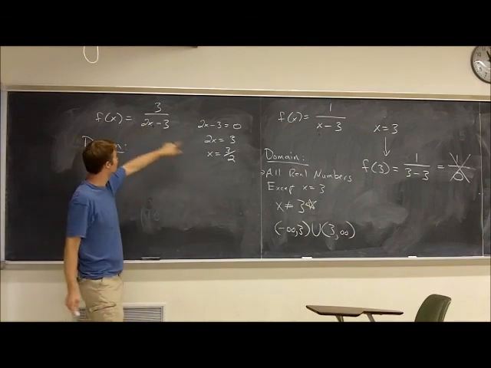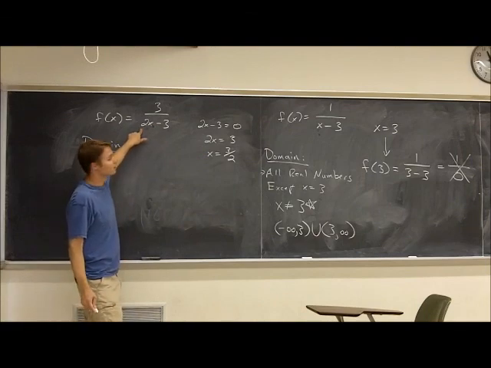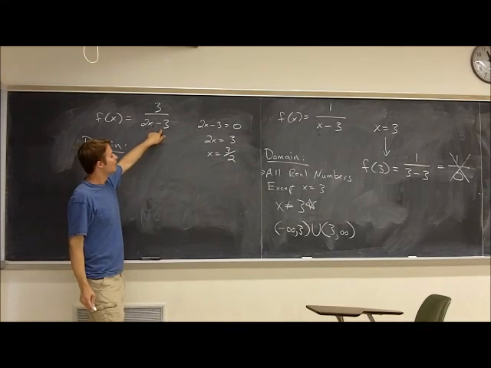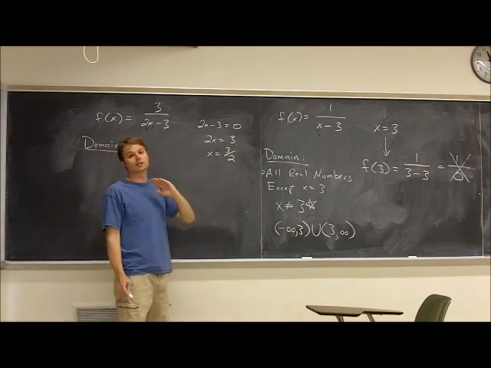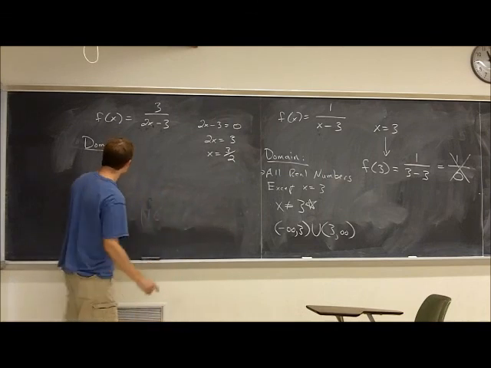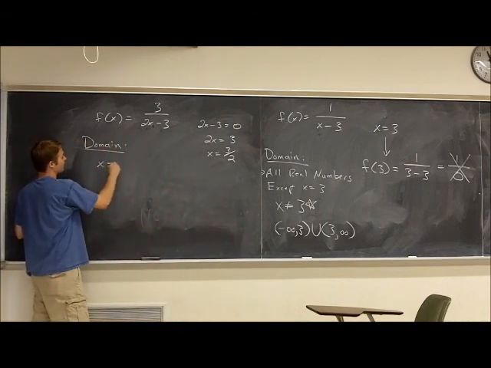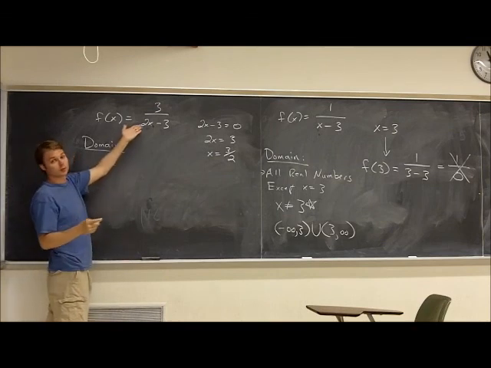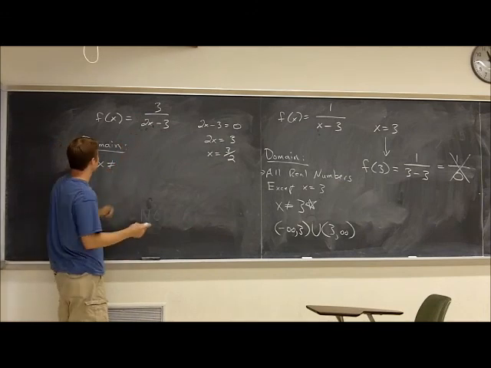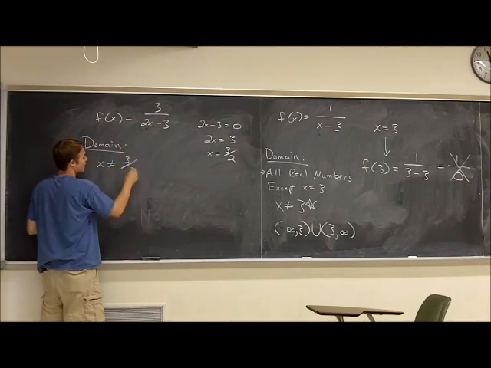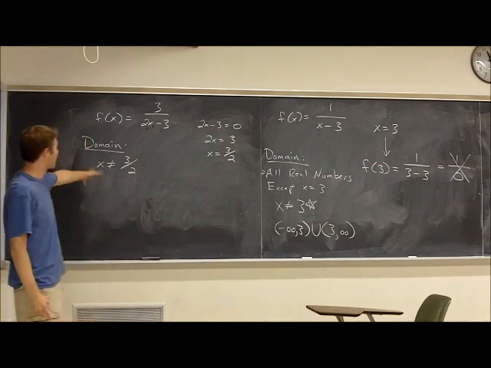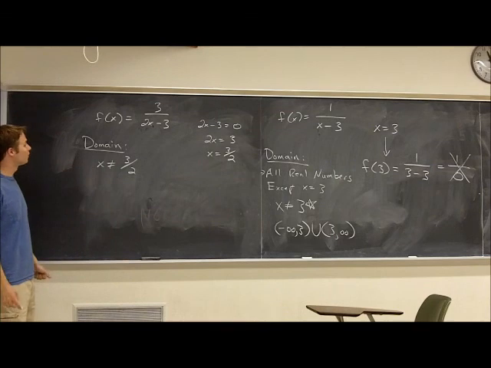And in fact, you can check it in your head. 2 times 3 over 2 will be 3, because the 2's will cancel out. And then 3 minus 3 will be 0. You would get 3 over 0 in this case. So that tells me that x equals 3 halves is a bad input. I can't use that for this particular function. And in fact, that's the only bad input. Anything else, when you put it in, you'll get a number. It might be an ugly number, but you'll get something out of the function. So in this case, my domain is everything except for 3 halves. Everything else will work in the function. So I'll write that x is not equal to 3 halves for my domain.